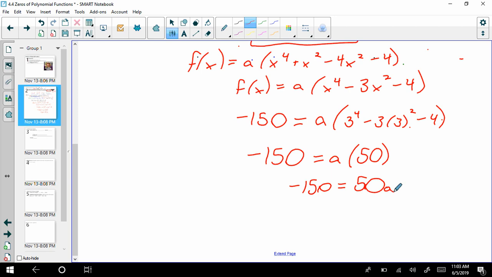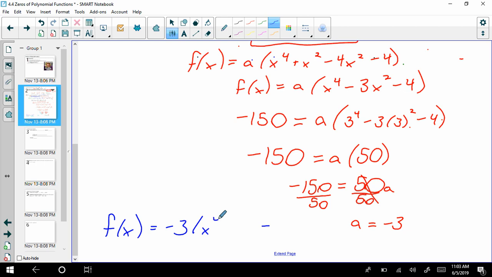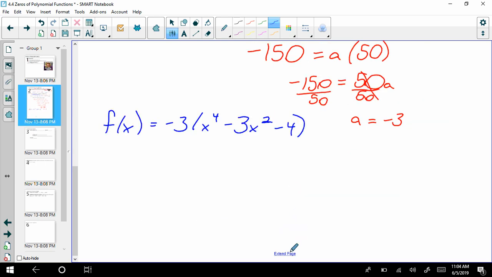So then the last step to solve for a would be to divide by 50 to undo that multiplying. So a equals -3. That's my mystery number. So, hallelujah, we are almost done. The end polynomial, my answer, would be -3, and then x to the 4th minus 3x squared minus 4. I would be okay if you left it like that.